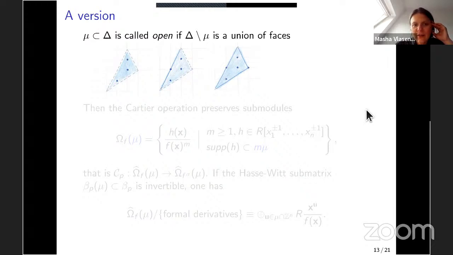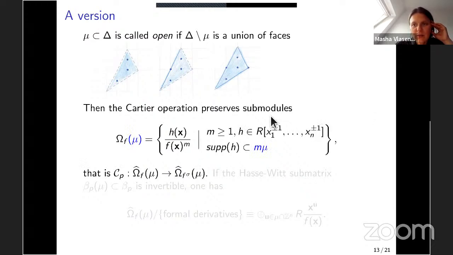Okay, it turns out, and it is quite easy to check, that the following submodules, denoted by omega f mu, where we require that the numerator is supported in mu instead of delta, are preserved by the Cartier operation in the following sense. Omega f mu is mapped to omega f sigma mu. I mean, p-adic completions.